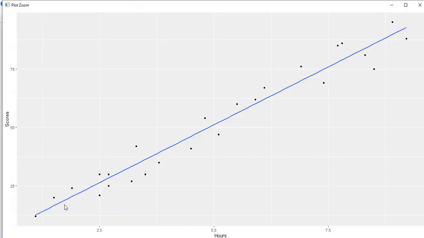These are the hours, and this is scores. Somebody who studied for 2.5 hours scored maybe 23, 26, 27. Somebody who studied 4.8 hours scored maybe 52. These are the scores, and this is a line. Generally they are following a regression pattern, a linear pattern, with some falling outside and some very close.